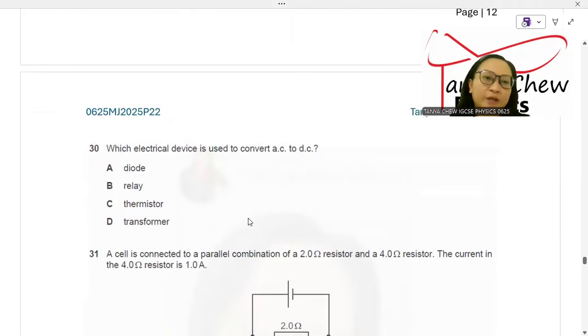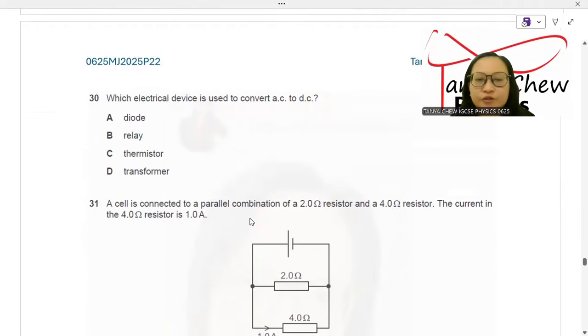Now, question number 30. Which electrical device is used to convert AC to DC? It is called a diode, because a diode will only allow the current to flow in one direction. DC means that the current flows in one direction only. Relay: the function of the relay is that it acts as a switch to switch on the powerful circuit. Thermistor: the temperature will affect its resistance. Transformer: to step up or step down the voltage. So that is why the answer is A.